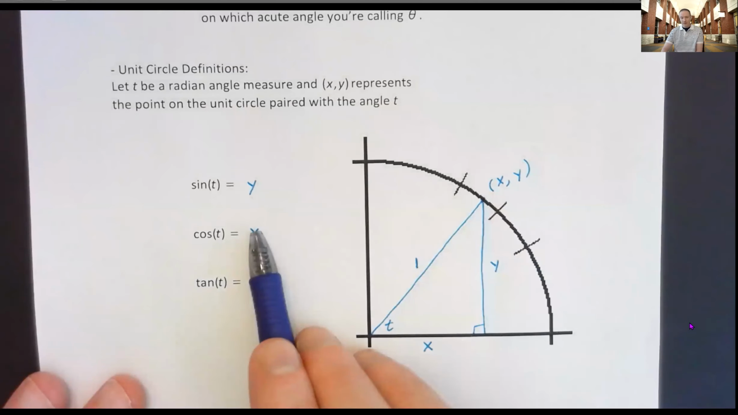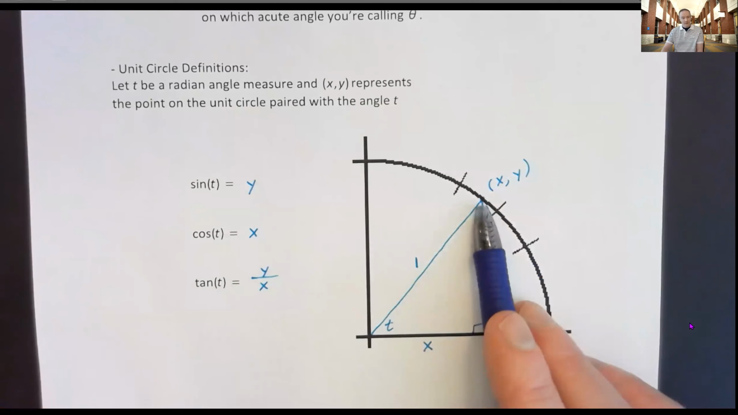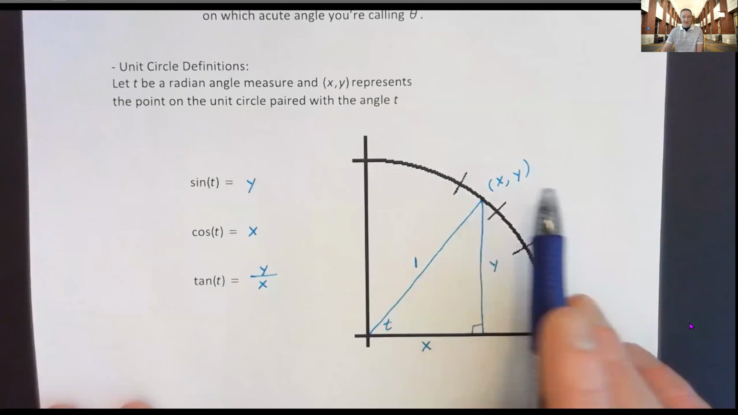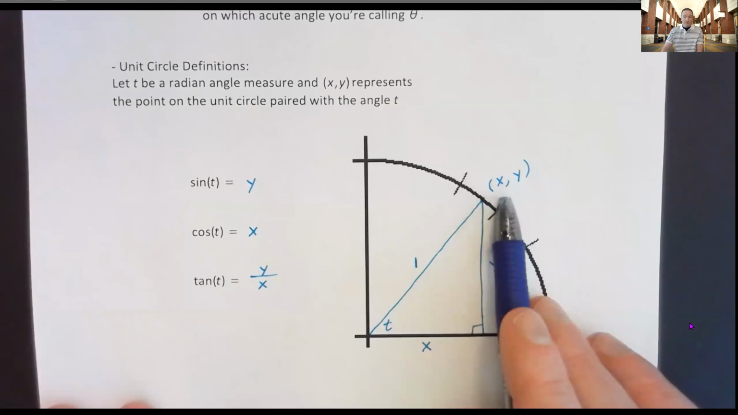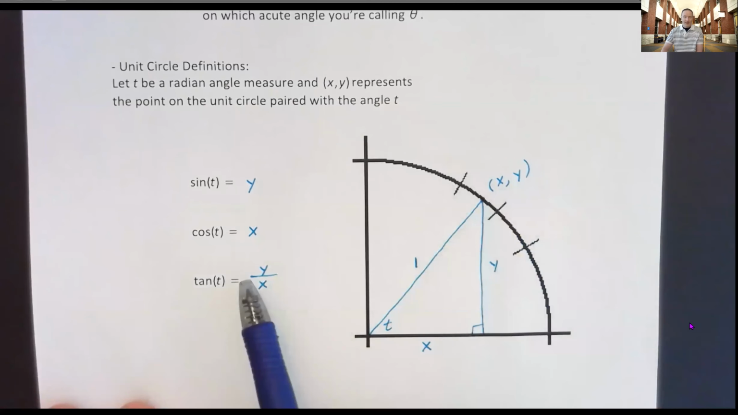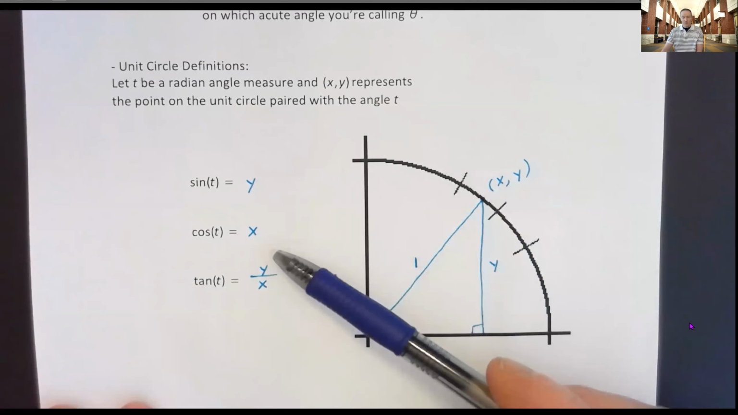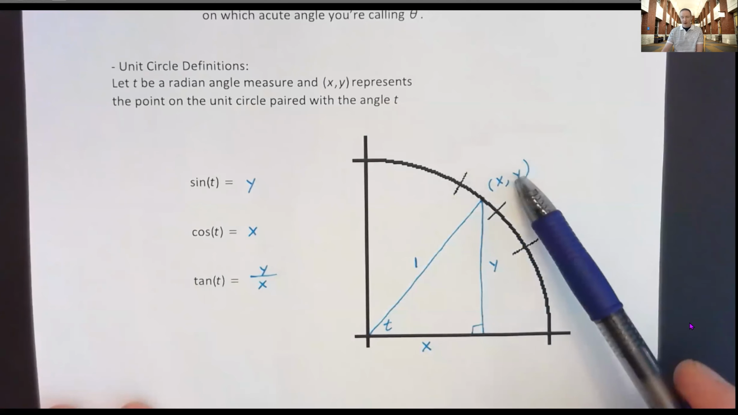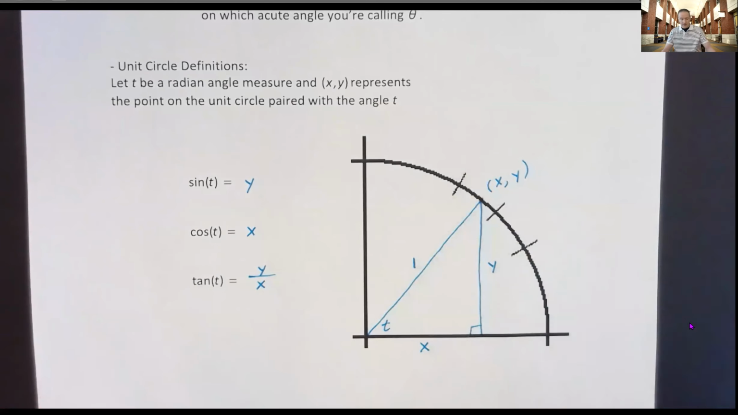What about the cosine? Cosine is the ratio of adjacent over hypotenuse. This is telling you that the cosine is nothing more than the x component on each ordered pair on our unit circle. And the tangent, opposite over adjacent, is nothing more than the ratio of the y component divided by the x component of any value on that unit circle.